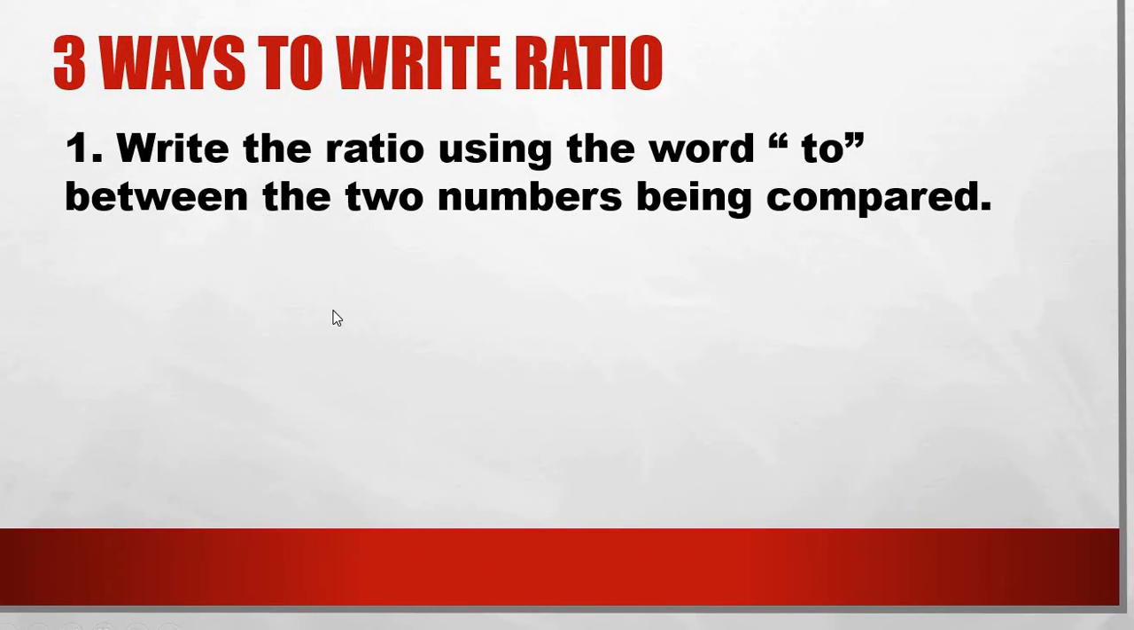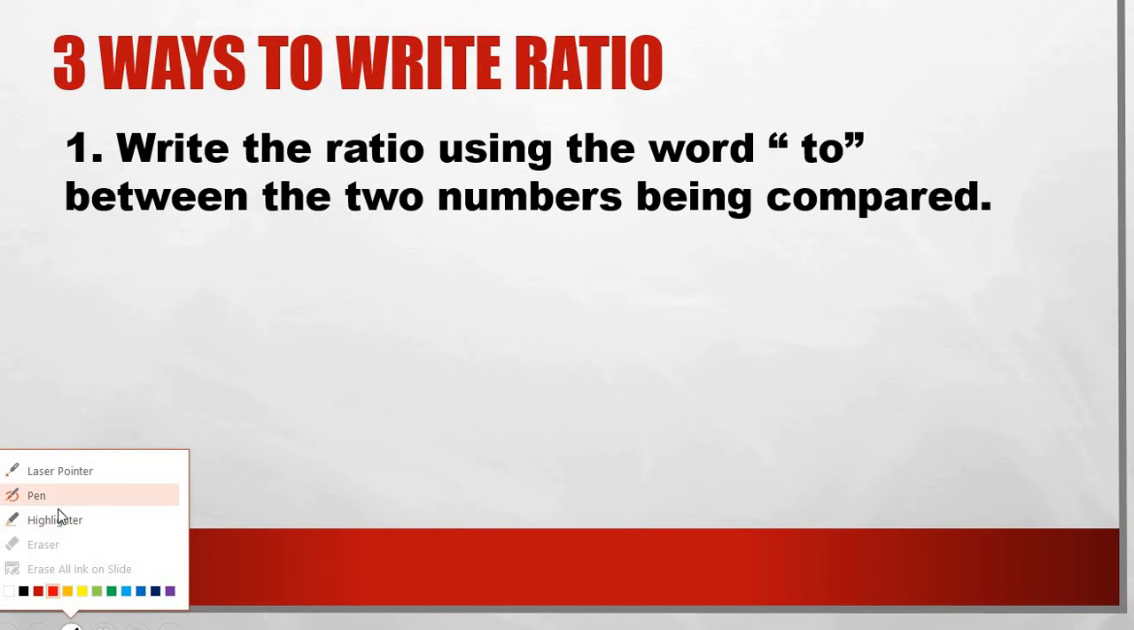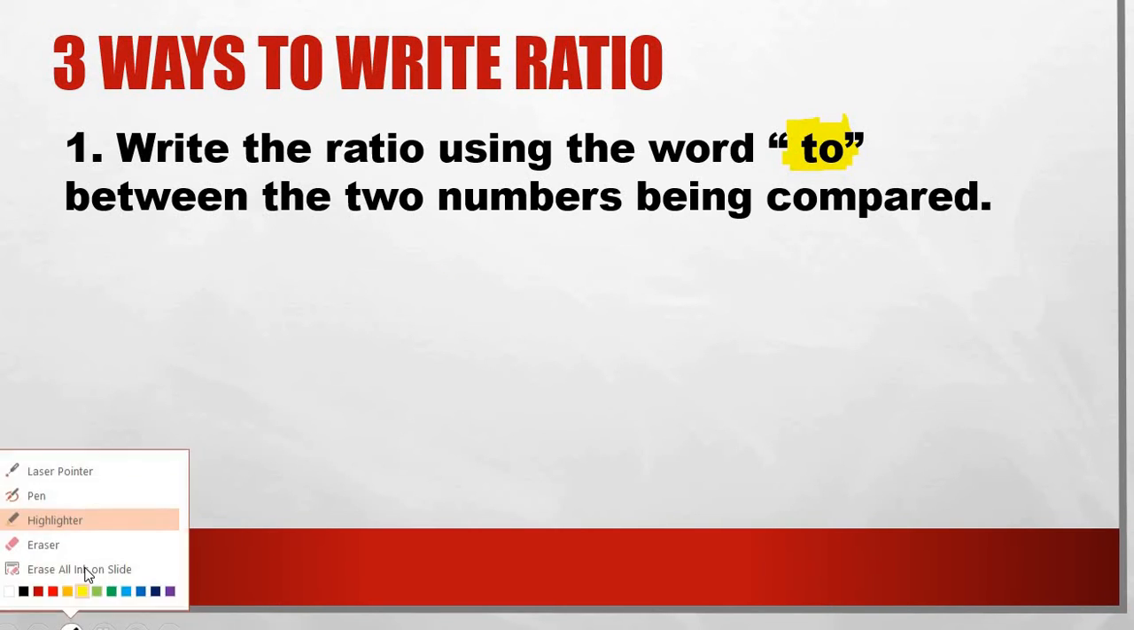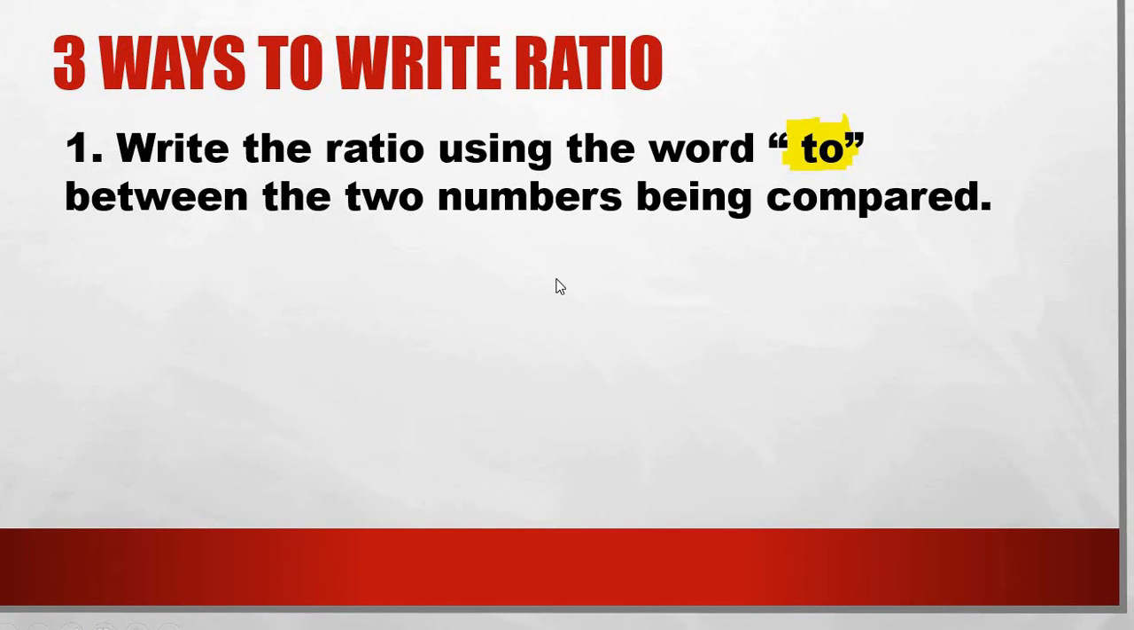Number 1, you can write the ratio using the word "to" between the two numbers being compared. Let me underline that. You can use the word "to" to show the ratio, and the "to" should be between the two numbers you are comparing.